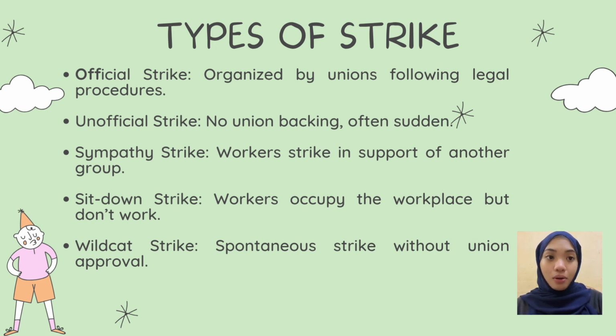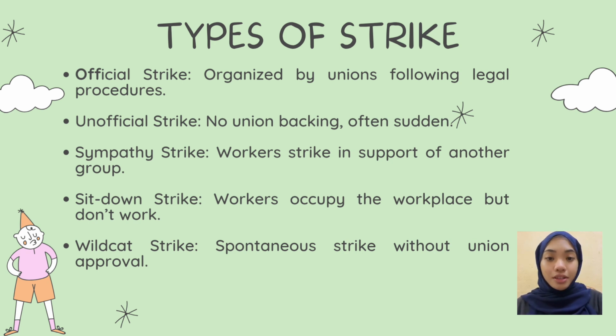So, slide 4, types of strikes. Now that we know what a strike is, let's look at the different types of strike. There are several ways workers organize a strike and each has its own characteristic. So the first one is official strike. This is a strike organized by unions following legal procedures. For example, a union might call for a strike after failed negotiations.